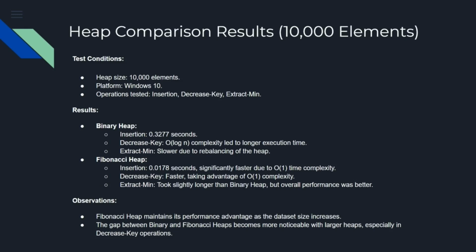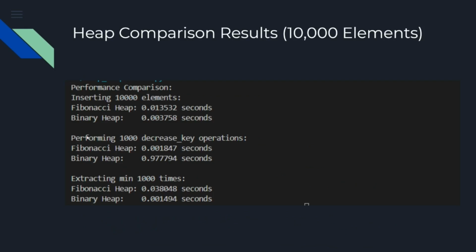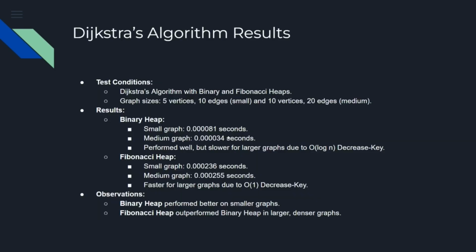The observation that we got was that the Fibonacci heap maintains its performance advantage as the data size increases. The gap between the binary and Fibonacci heap becomes more noticeable with a larger heap, especially in the decrease key operations. Here's the screenshot for that. It's pretty much the same information that I had on the last slide. Go from there.